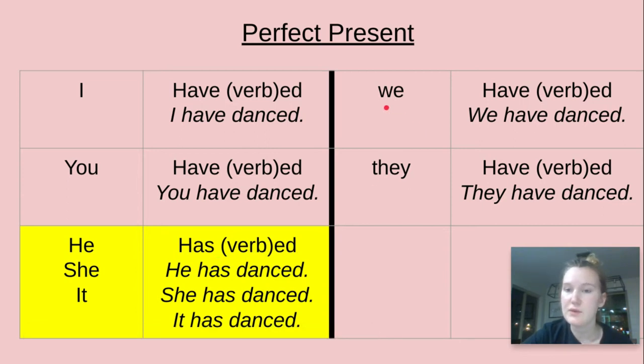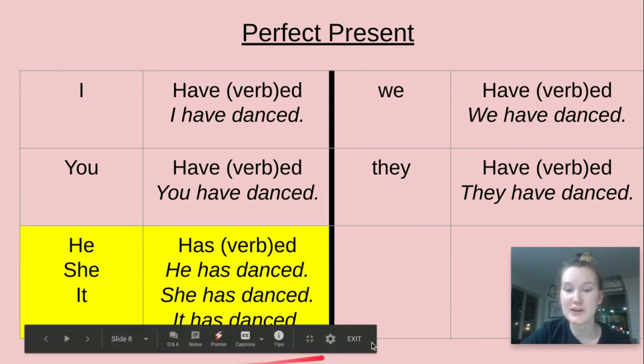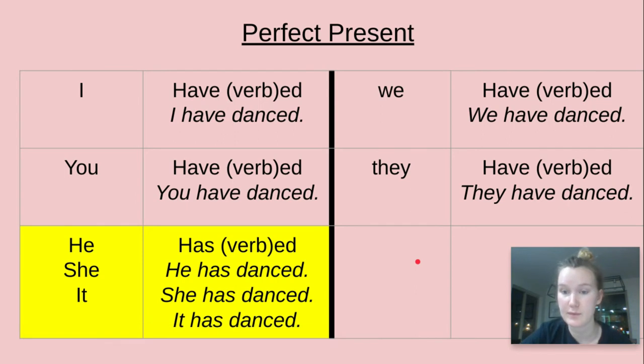Up here with we, we're going to use have, our verb, and then ed. We have danced, and they have verb and ed on the end. They have danced. So make sure you're copying this entire chart down in a notebook so that you can go back and look at it if you need help.